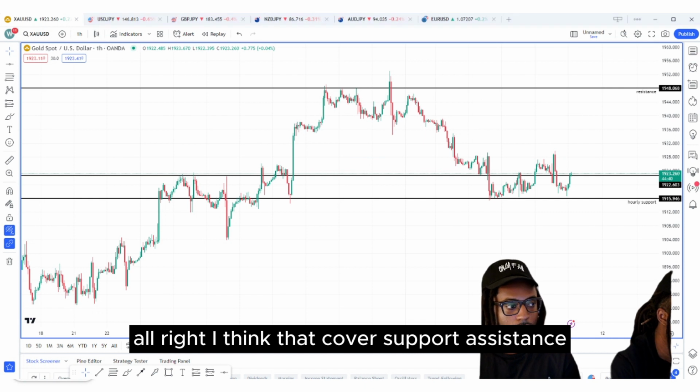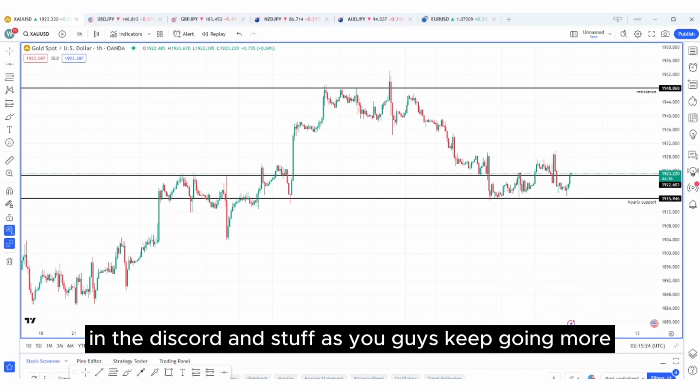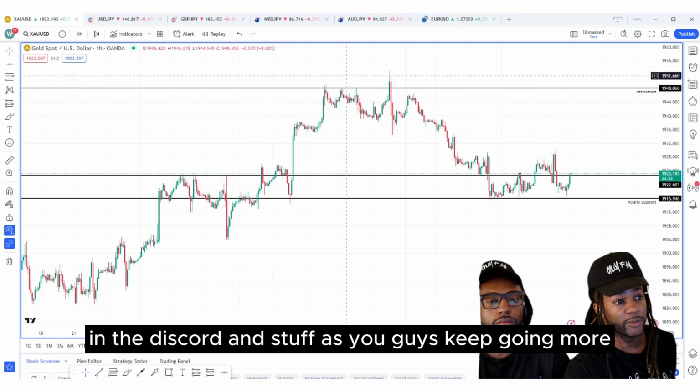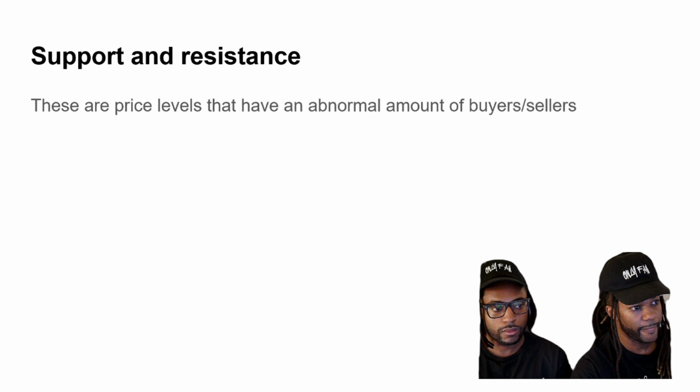Alright, I think that covers support and resistance. And we cover more advanced too in the Discord and stuff as you guys keep going more and more advanced. This is a good lesson on it.